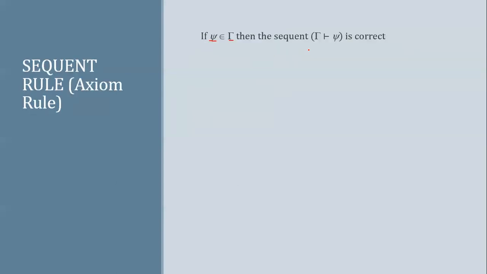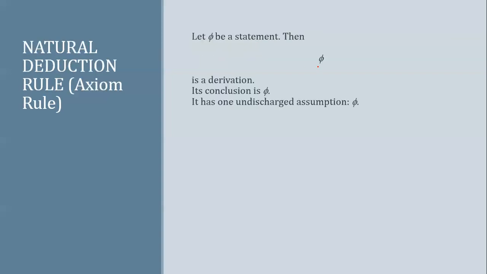That was the same as this rule right here, the sequent rule for axiom rules. If psi is in gamma, then gamma entails psi is correct. Remember, we're just saying if psi is in this set, then of course it's entailed by itself. Phi entails itself. It's a proof of itself, but it doesn't prove itself as in I just showed you the proof. It's more like we're assuming it, and therefore we can conclude it since we've assumed it. Of course, should you assume it or not? That's a different question.